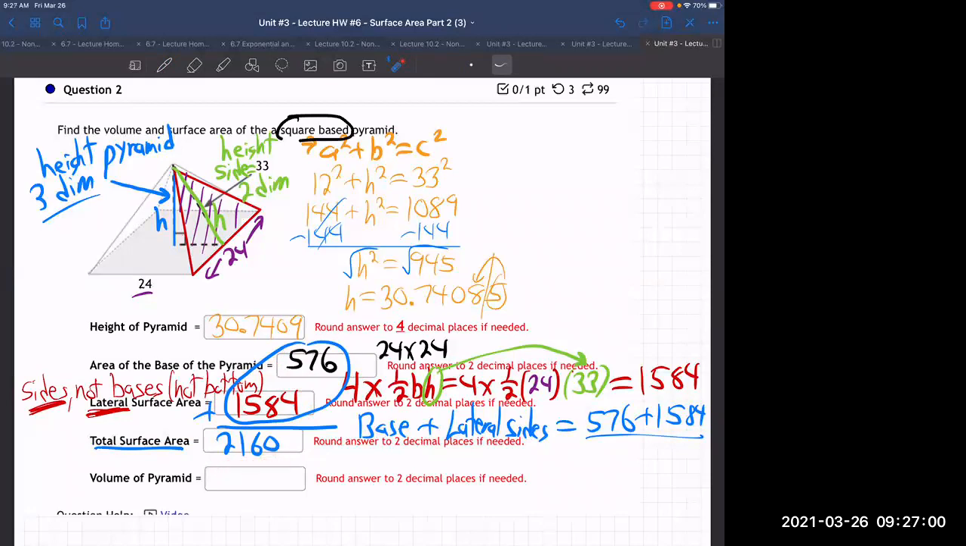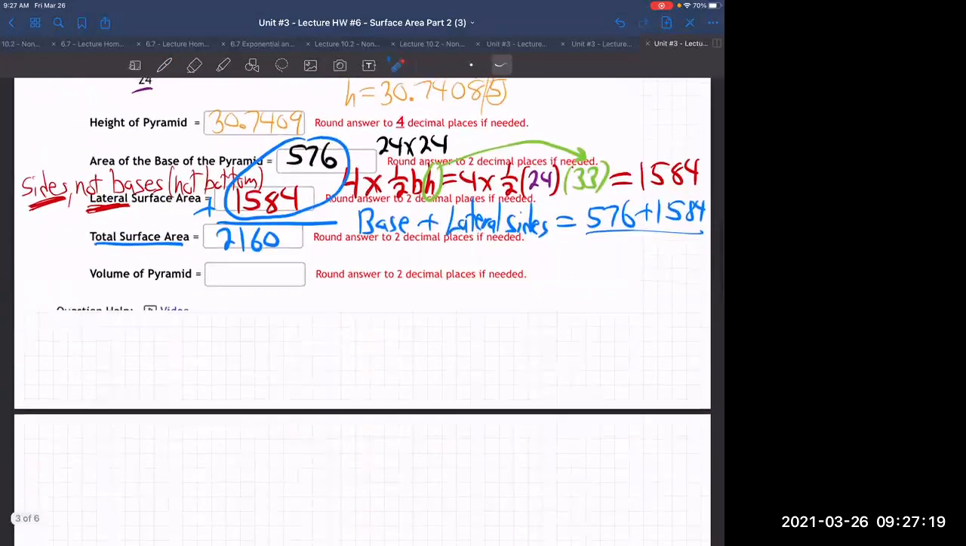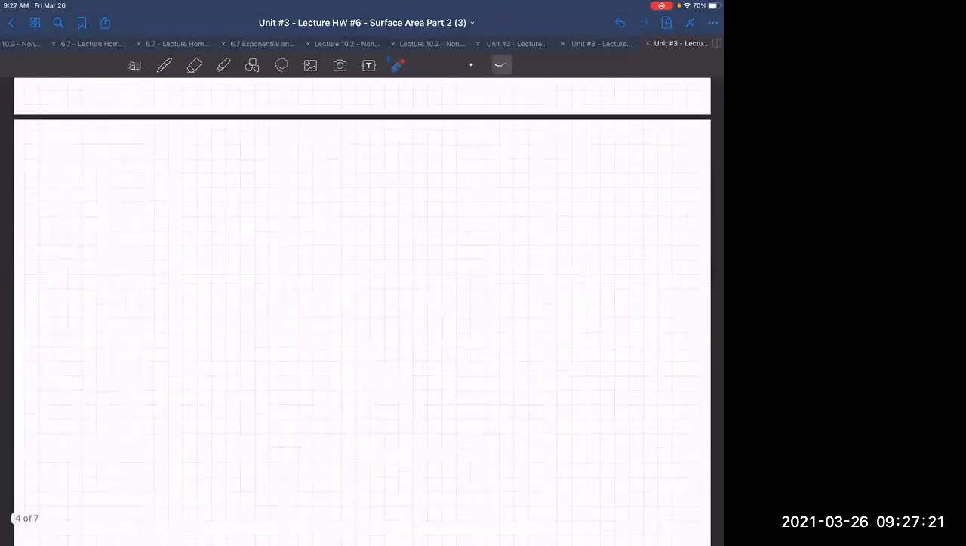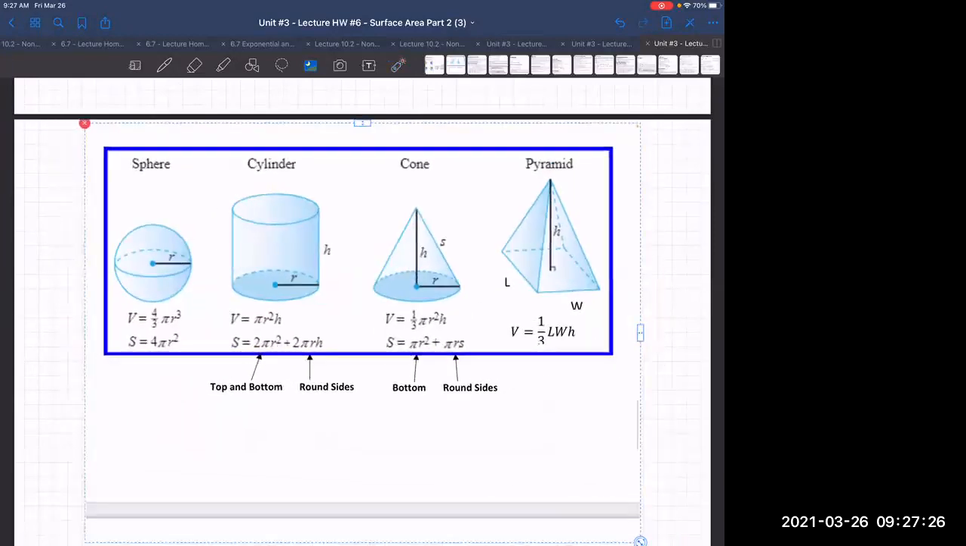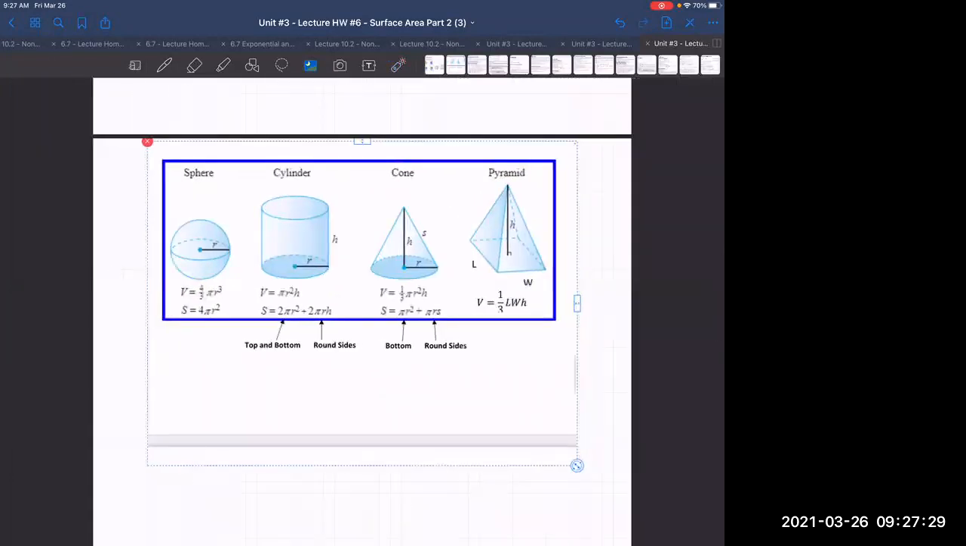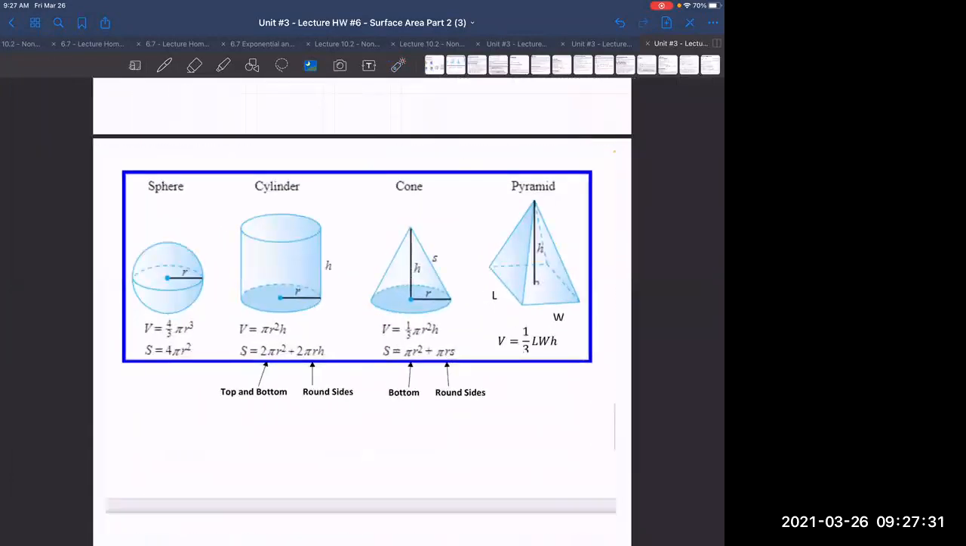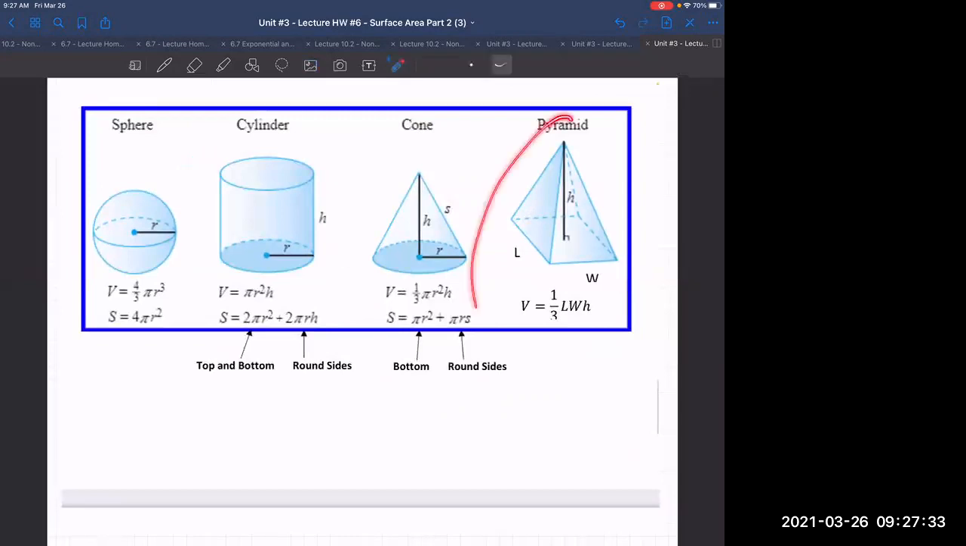And now, last question, volume. That's a total changing of gears. Do you see that? We just totally shifted. All these calculations involved area, right? Area of the base, area of the sides, total area. And now volume, total shift. Okay, so let's go get our volume formula. Let me grab that. There it is. From our notes. Okay, so how do we find the volume for a pyramid?